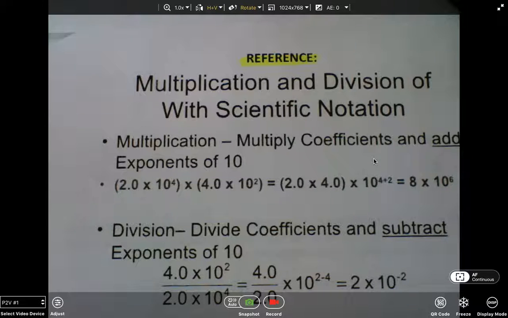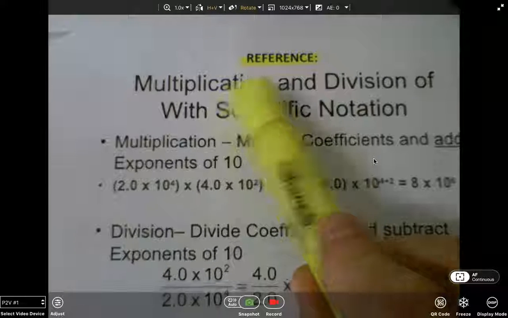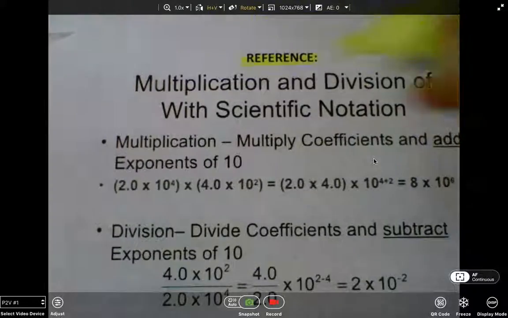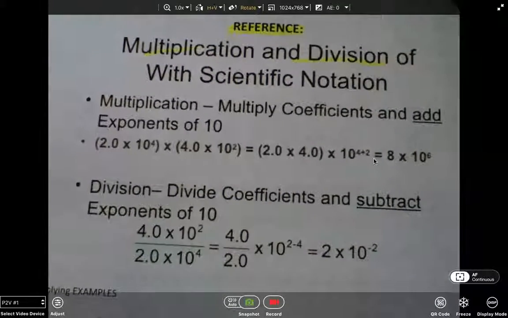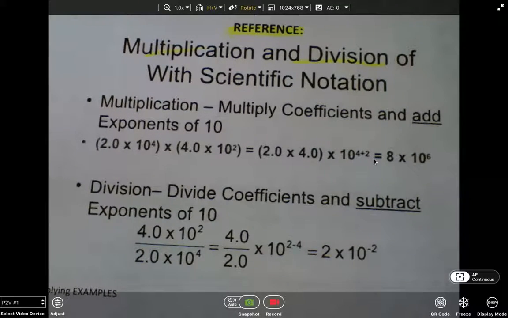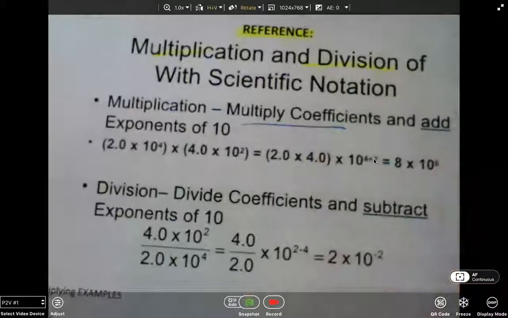All right, in today's reference, we're going to take what we learned from scientific notation and also from exponent rules to learn how to actually multiply and divide with scientific notation. So it's actually something that is very, very simple. To multiply, you just multiply the coefficients and add the exponents.